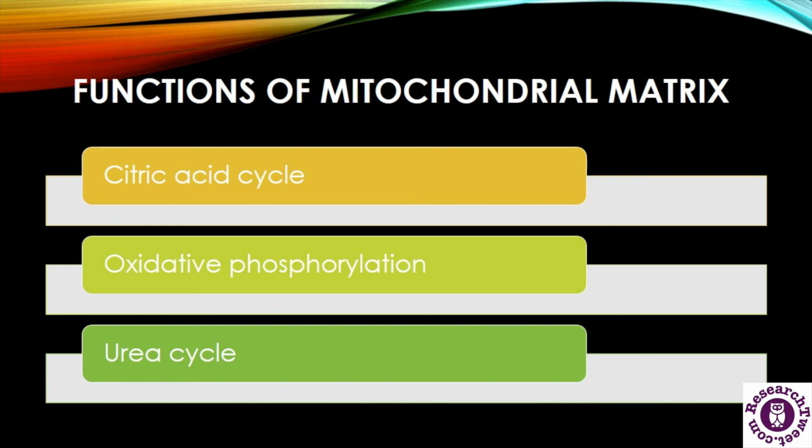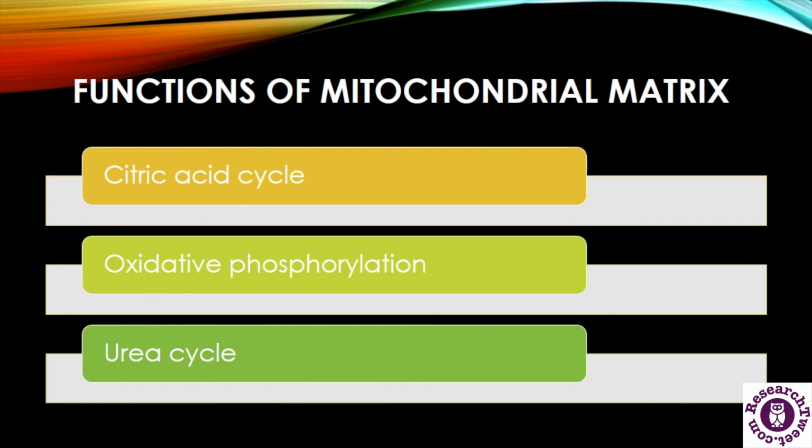Now let's discuss the functions of the mitochondrial matrix. As we have discussed in our earlier slides, the mitochondrial matrix is the site for the citric acid cycle, oxidative phosphorylation and the urea cycle. The citric acid cycle and oxidative phosphorylation are part of glucose metabolism. The citric acid cycle is a cyclic reaction where acetyl coenzyme A is converted into two molecules of carbon dioxide, and the acetyl coenzyme A comes from glycolysis, where the pyruvate molecule is formed from the glucose molecule and converted into acetyl coenzyme A.